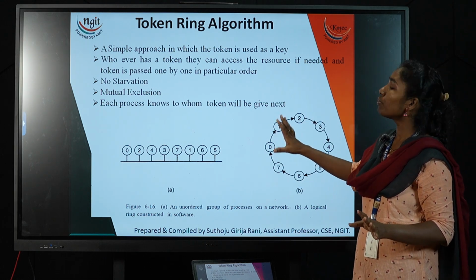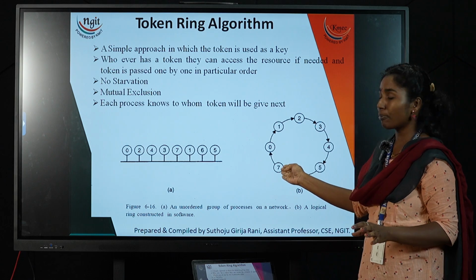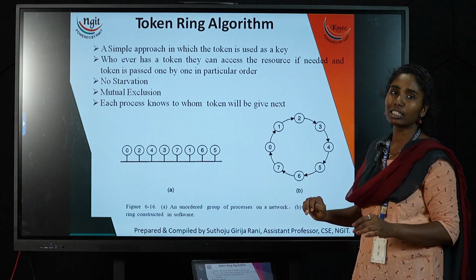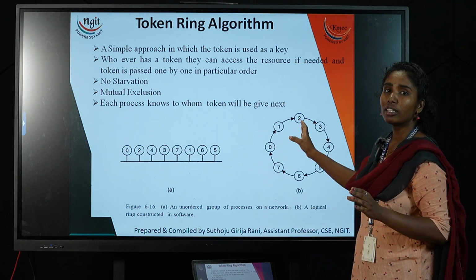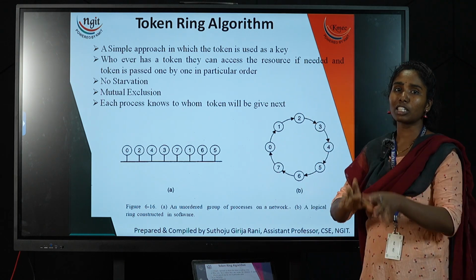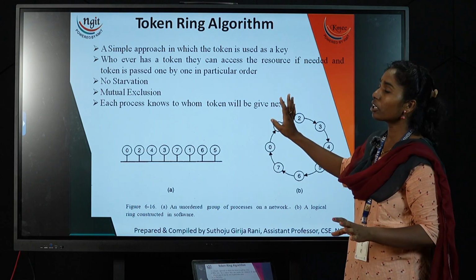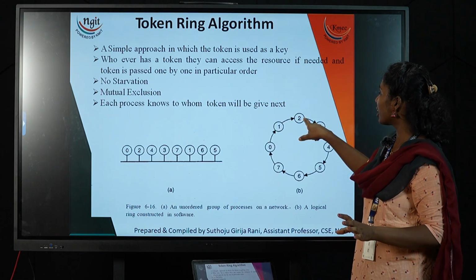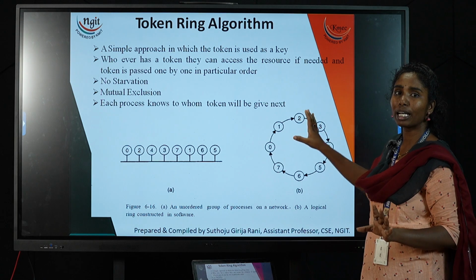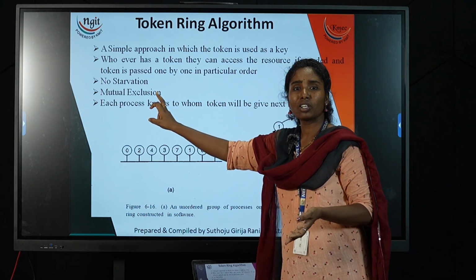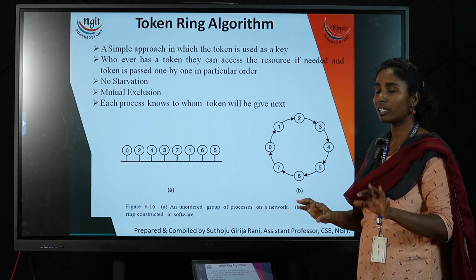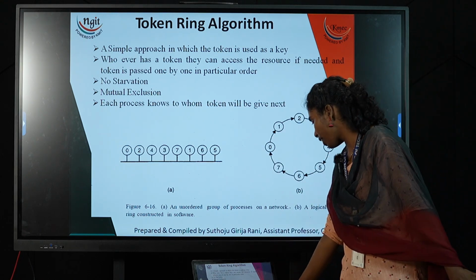Now the token will be moving from 0 to 7 and back. When we are utilizing this, whoever wants that particular resource will get the token. When they get the token, they will utilize the resource. So the token plays an important role here. When the token reaches a process, immediately it will get the chance to utilize the resource. Thus there is no starvation at all and mutual exclusion is properly done. So this is about the token ring concept.